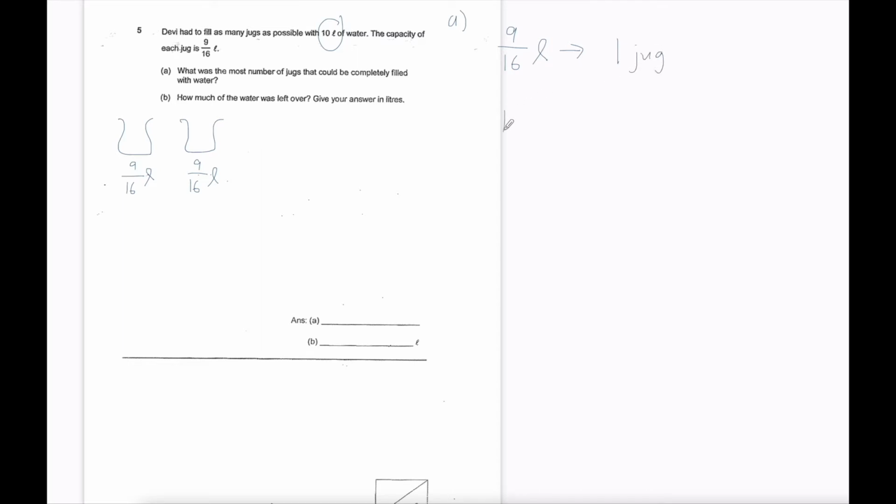Correct? So my total is 10 liters. How many jugs can I fill? I'm probably going to get a fraction. Okay, so this is divide and this is times. So we take 1 divided by 9/16 and we times 10. Okay, on the calculator, you get this answer.